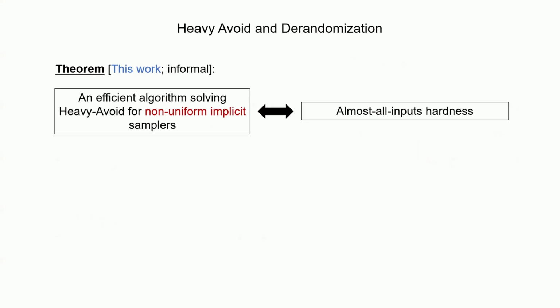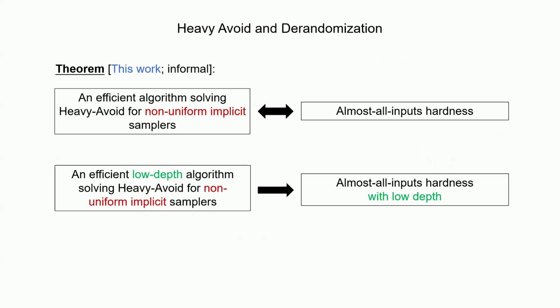In this work, we show that the feasibility of solving heavy avoid for non-uniform implicit samplers is in fact equivalent to almost all inputs hardness. Moreover, for one of the directions, it is possible to show that if we have an efficient low-depth algorithm solving heavy avoid for log-space uniform implicit samplers, then we get almost all inputs hardness with low depth. Since the latter implies BPP equals P, this is how we can show that a low-depth algorithm solving the heavy avoid problem leads to de-randomization.